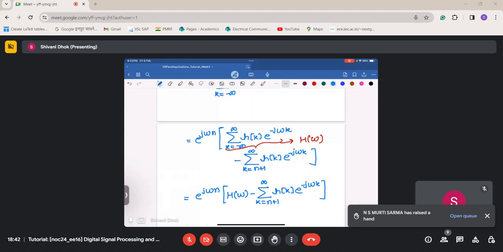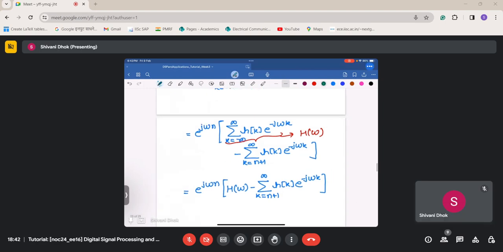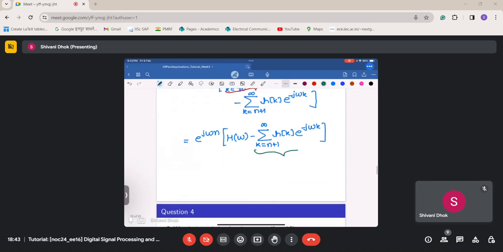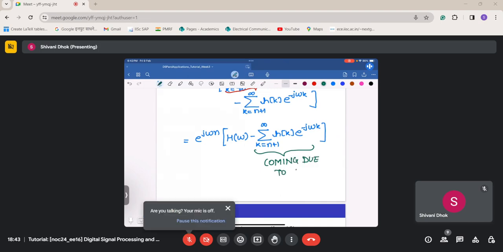So what is happening here is this additional term which is coming up. This is coming due to multiplication with u of n. And if I consider only this term, there will be, if I'm having input only as e power j omega n. Any other questions?